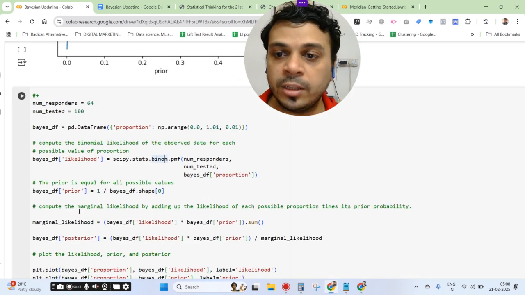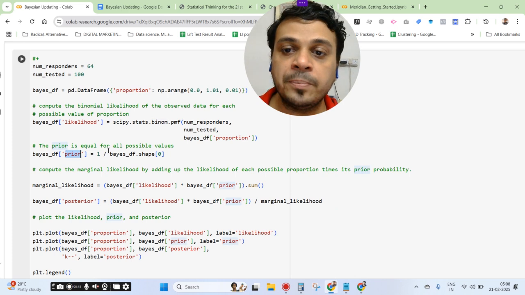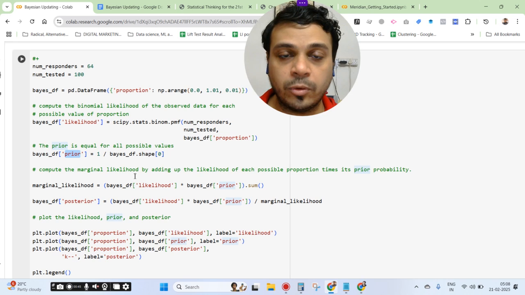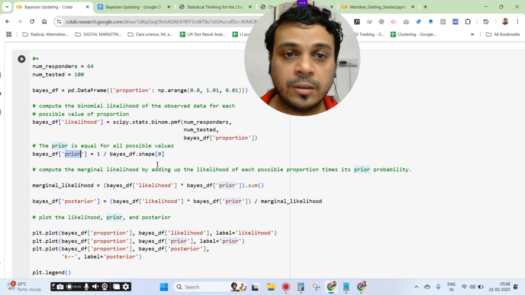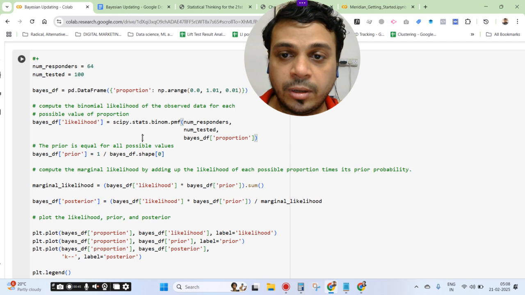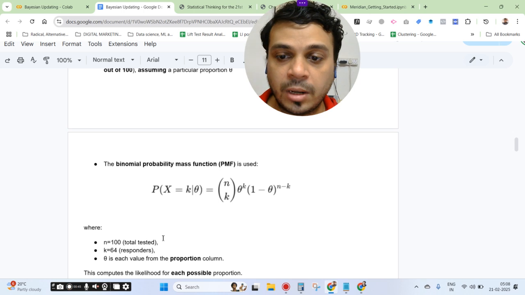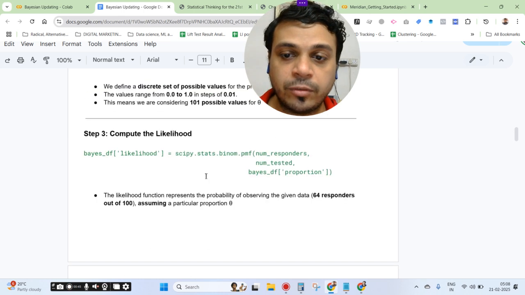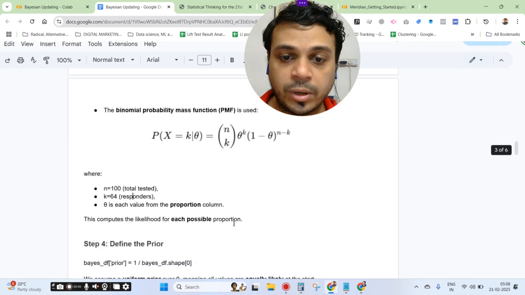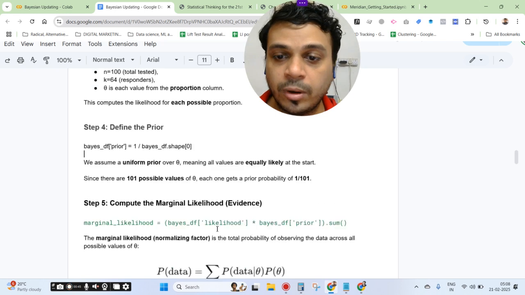So what's that value? As it's being created, a column is created for the prior. It's nothing but 1 upon the number of rows in the data frame, which is just the total number of tests that have been carried out. In this case it's 101, as you would remember. 100 were tested in total, and since it varied from 0 to 100, it's actually 101. So there you go, a probability of 1 by 101.